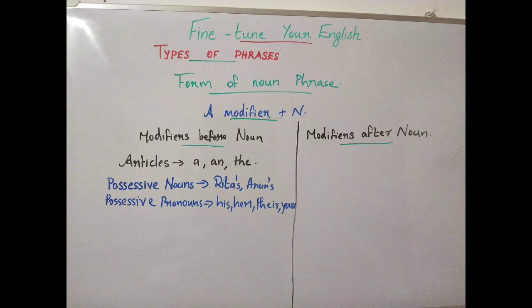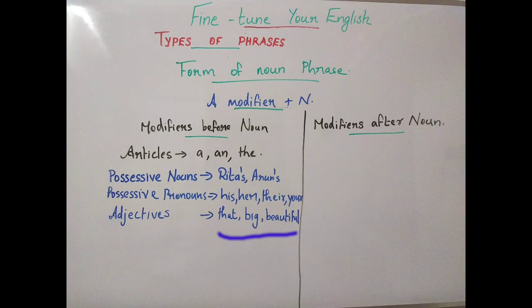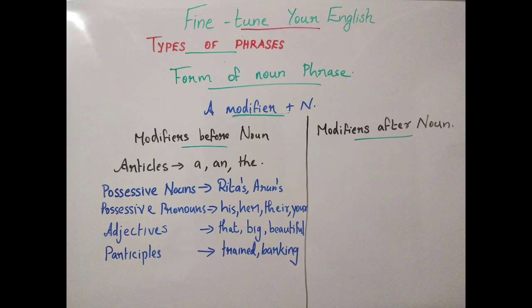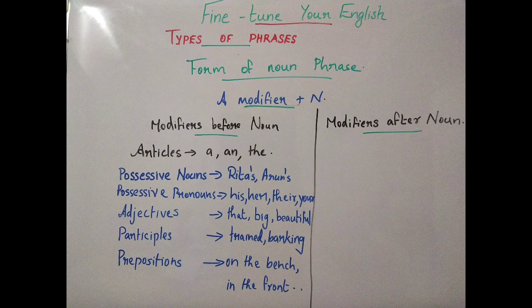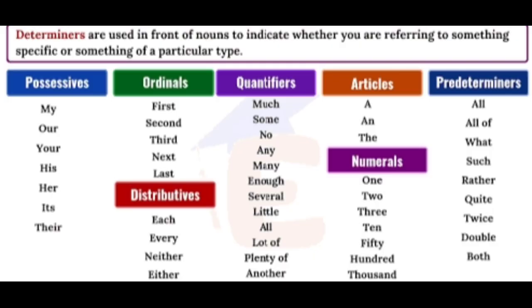Then adjectives like that, big, beautiful will also come in the beginning of the noun phrase. Then the participles, both past and present participle, will also come in the beginning of a noun phrase, like trained or barking. Prepositions are also used in the beginning of a noun phrase, like on the bench, in the front. Then any determiner can be there in the beginning of a noun phrase, and some of the determiners and their examples are given here. Just go through that.